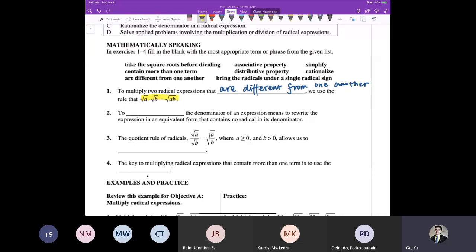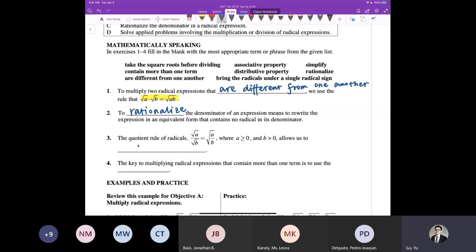Number 2, to blank the denominator of an expression means to rewrite the expression in an equivalent form that contains no radical in its denominator. This is talking about the process of rationalization. So to rationalize the denominator of an expression means to rewrite the expression in an equivalent form that contains no radical in its denominator. And then we will look at some examples today as well.